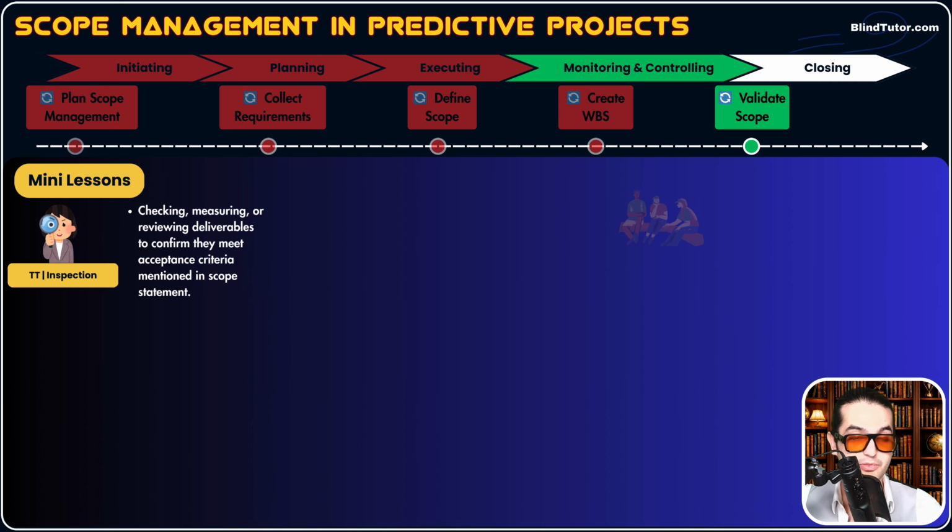Okay. In step 3 of inspection, clients actually do go and review the scope baseline and then compare the verified deliverable that you show to the client with the acceptance criteria mentioned in the scope baseline and see if these two match or not. If they match, this deliverable is considered accepted.